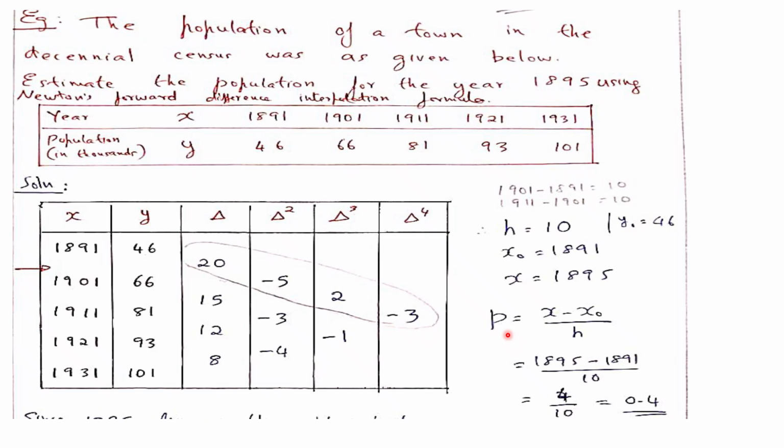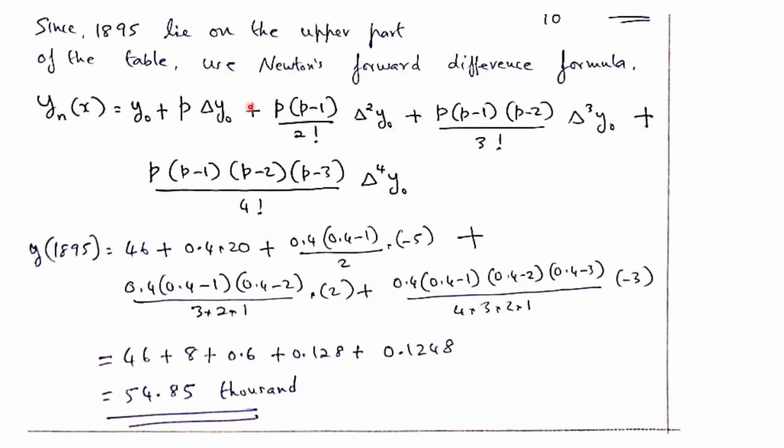So calculate P. The formula here is x minus x naught by h. Okay, so substitute. x is 1895, x naught is 1891, h is 10. So you get it as 4 by 10 or 0.4. Now we will use the Newton's forward difference interpolation formula. Now 1895 lies in the upper part. You know that if it is lying in the upper part, you have to use the Newton's forward difference formula. And also in this problem, they have specifically mentioned that you are supposed to use Newton's forward difference formula.